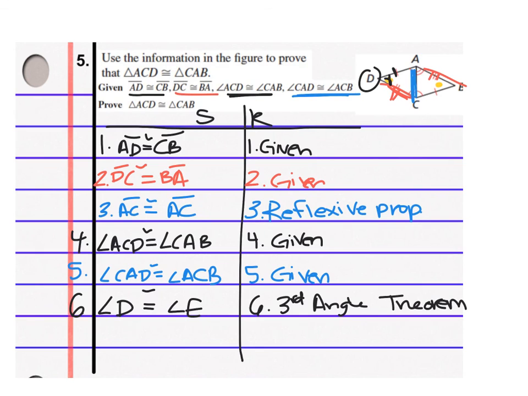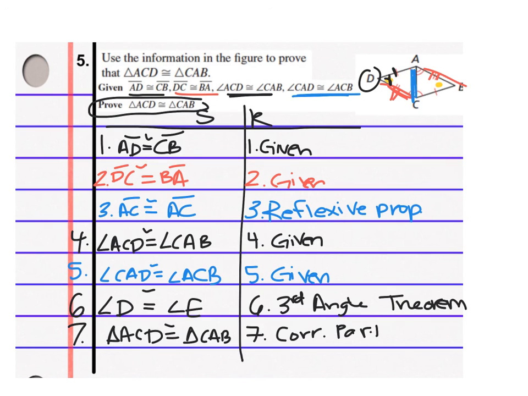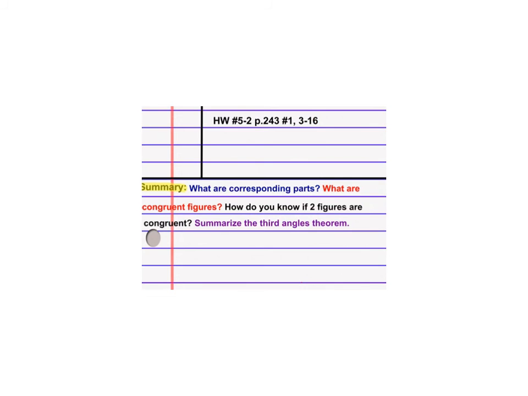All right, so now that I have all 3 sides and all 3 angles, I can go ahead and end with what it's asking me to prove. Triangle ACD is congruent to triangle CAB. And how do we know that? Because corresponding parts are congruent. All the corresponding parts were congruent. All the sides, all the angles. So it's kind of a lot of work. As we get through this chapter, we're going to learn some shortcuts. So instead of having to do all 3 sides and all 3 angles, there will be some shortcuts.